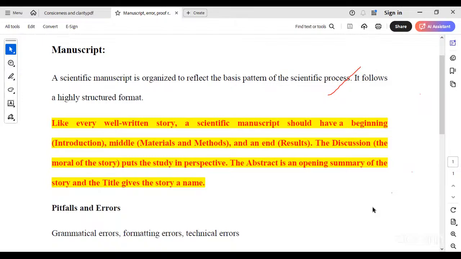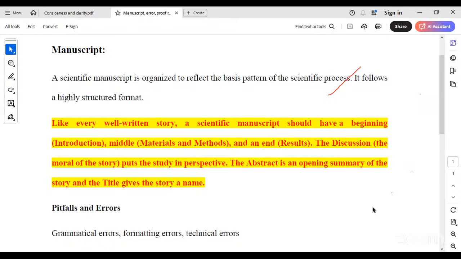Then after that, the discussion part. Discussion part is actually the moral of the story. In discussion, we compare and highlight the significance of our study with the existing data. We have to interpret the results and relate them to the research question, and discuss the implications and significance of the findings and the previous research studies. We have to compare the results to the existing research and literature.